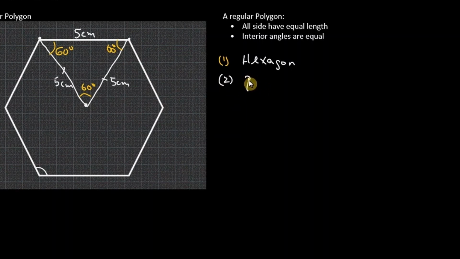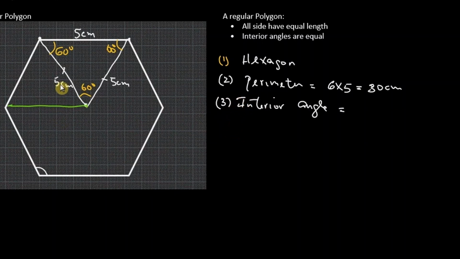item number 2. The perimeter is equal to 6 times 5 because each side has a length of 5 centimeters. So the perimeter would be 6 times 5 or 30 centimeters. And the interior angle, let's call this one number 3. The interior angle of this hexagon. Because this is a regular polygon, it means the distance between this side and the center O is also 5 centimeters. And therefore, this is 5 centimeters, 5 centimeters, then this is also 5 centimeters.